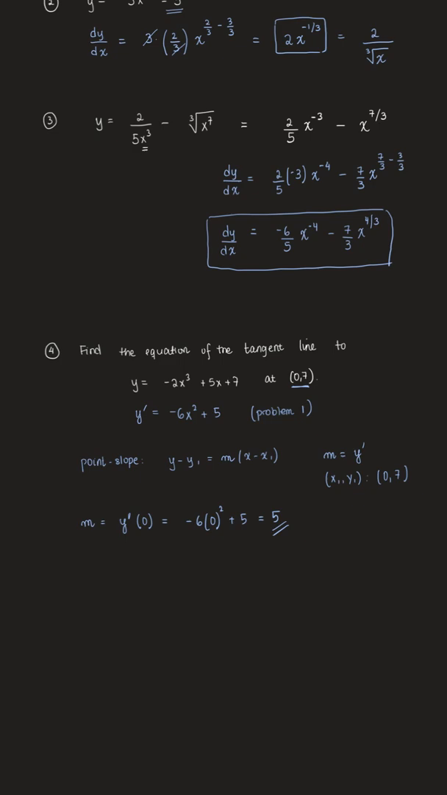And now we're ready to write the equation. Our point was 0, 7. So y minus 7 equals the slope 5 times x minus 0, which is just x. We can simplify this a bit, and we have y minus 7 equals 5x, or y equals 5x plus 7. So I hope that you're finding that you're getting a little bit of practice with this and becoming more comfortable with the techniques of differentiation.